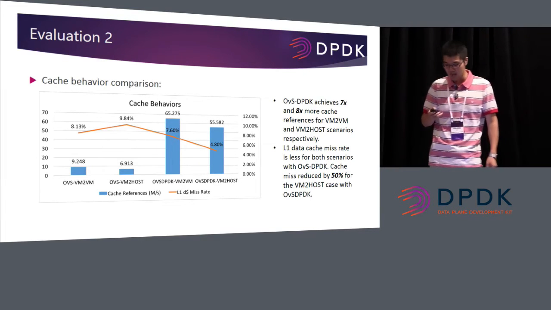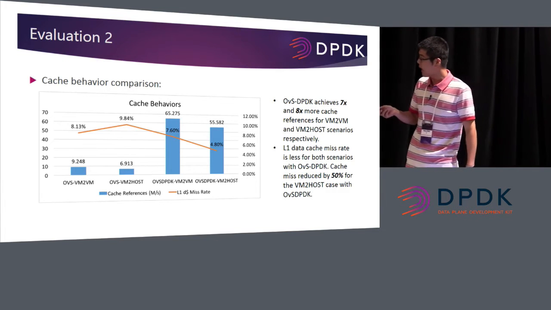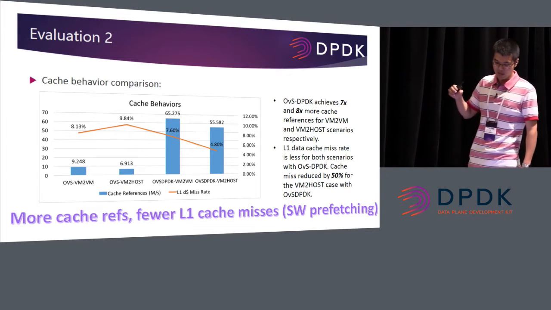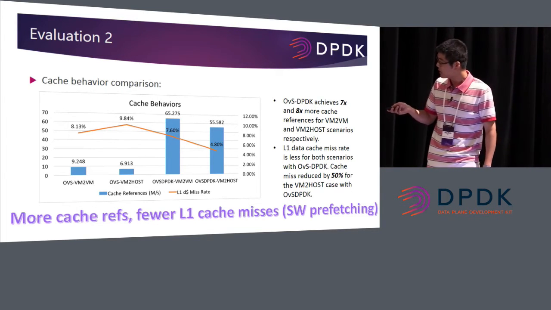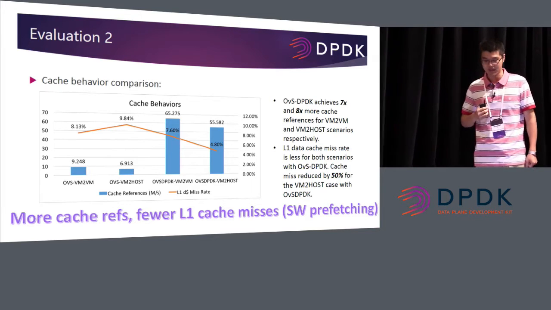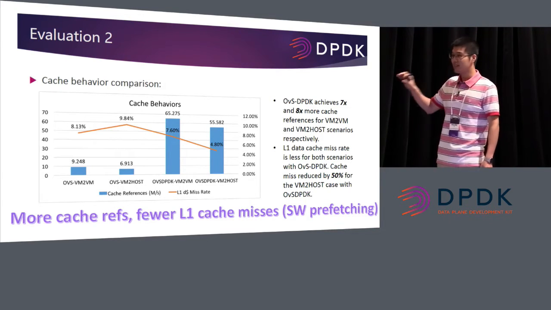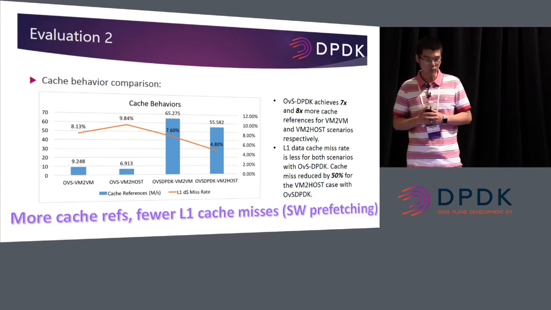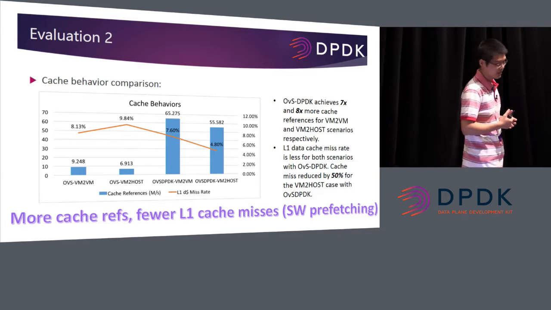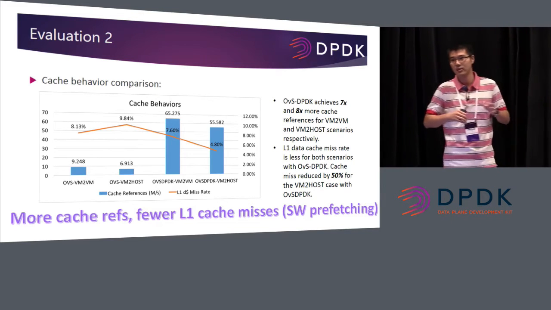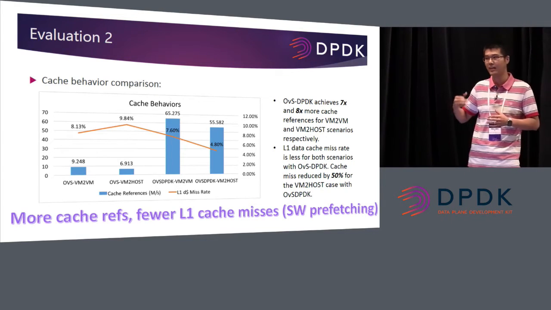And if we look at the L1 D-cache miss rate, we can observe that for the second and fourth dot, that is like a 50% decrease. So the key takeaway from this figure is that if we are using OVS DPDK, then we will have more cache references and fewer L1 cache misses. And this is because of the software prefetching mechanism designed in DPDK.